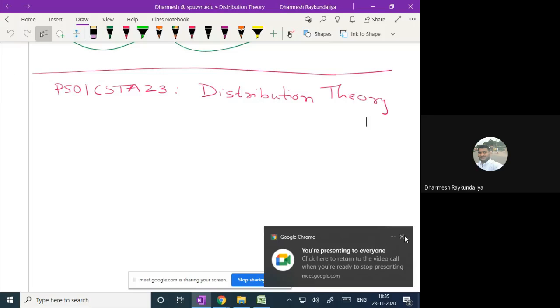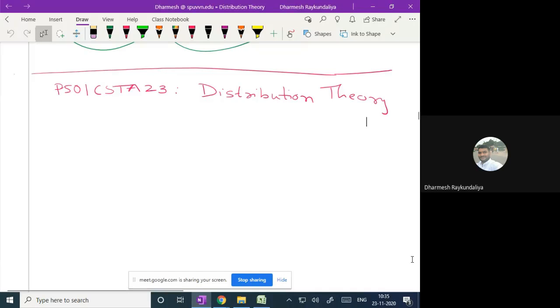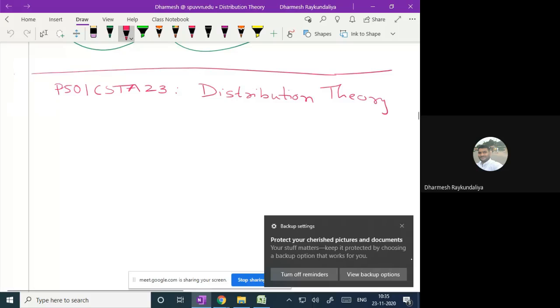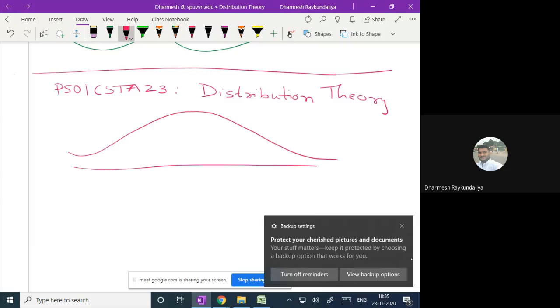Integration theory in your 12th standard. If I am interested to find out the area under the curve, this is the area under the curve. If I wish to study this, so how will you study this area under the curve?